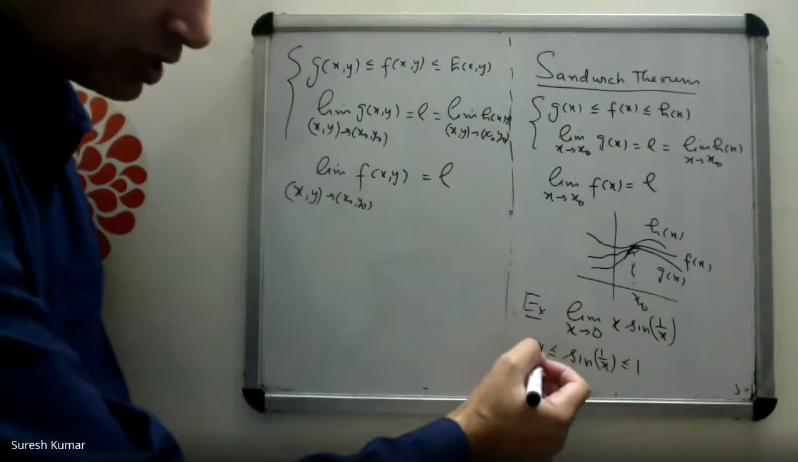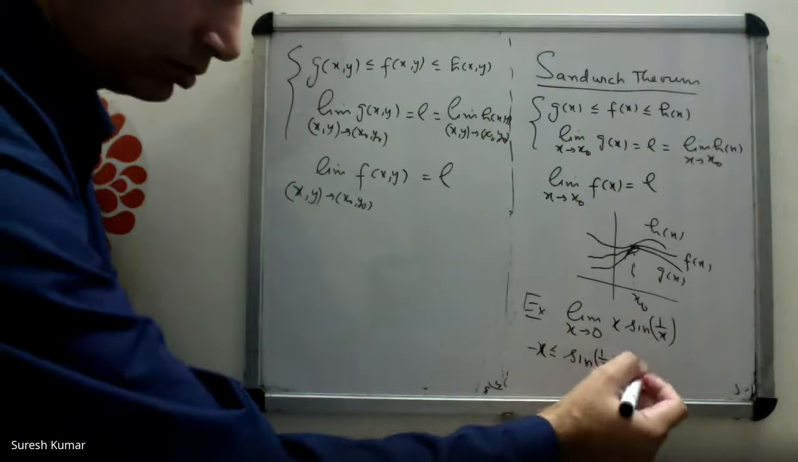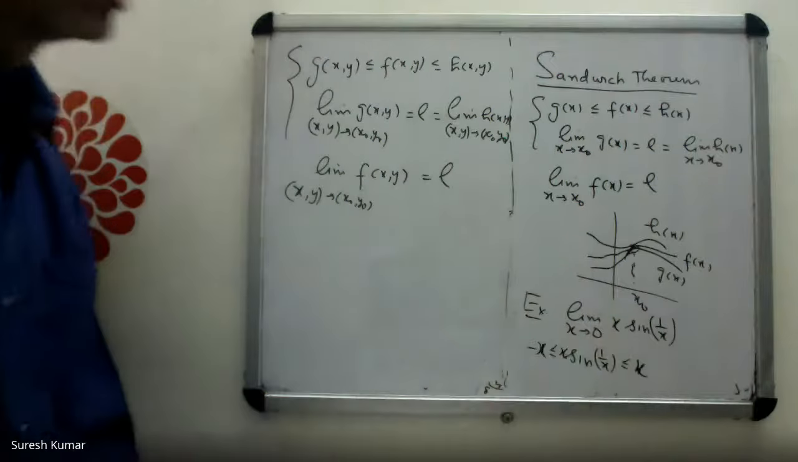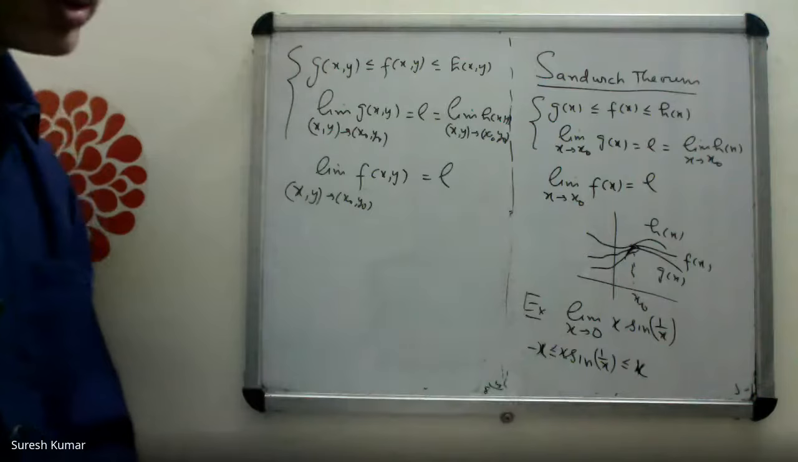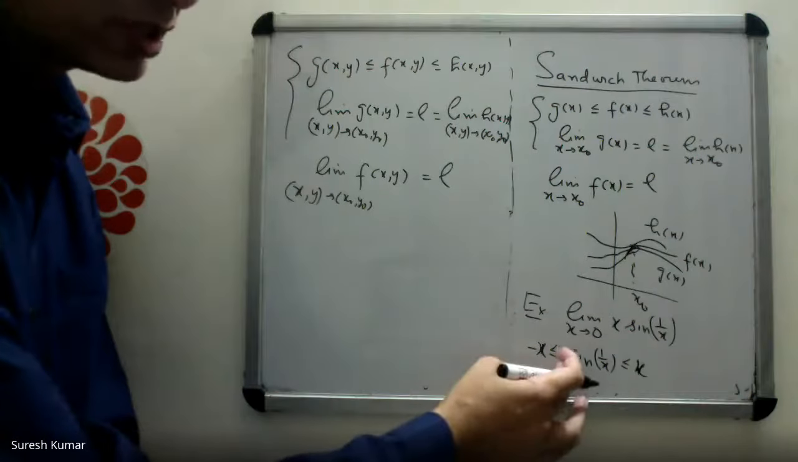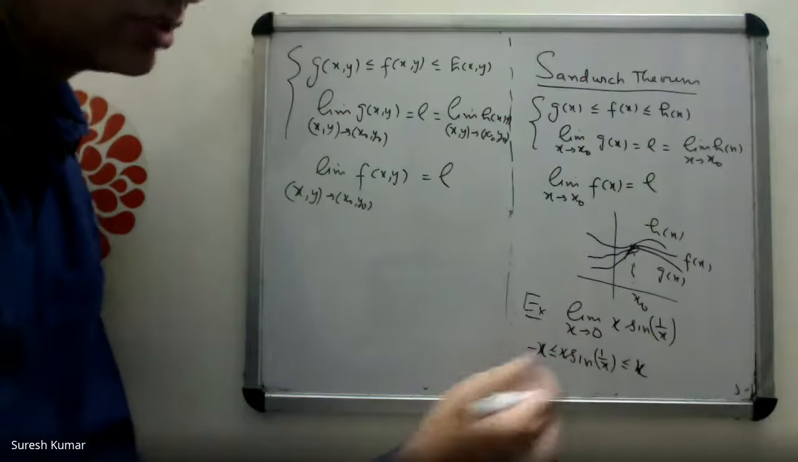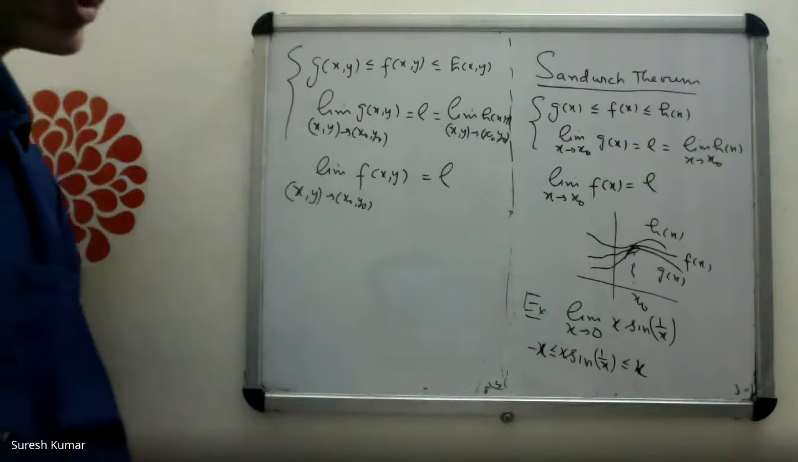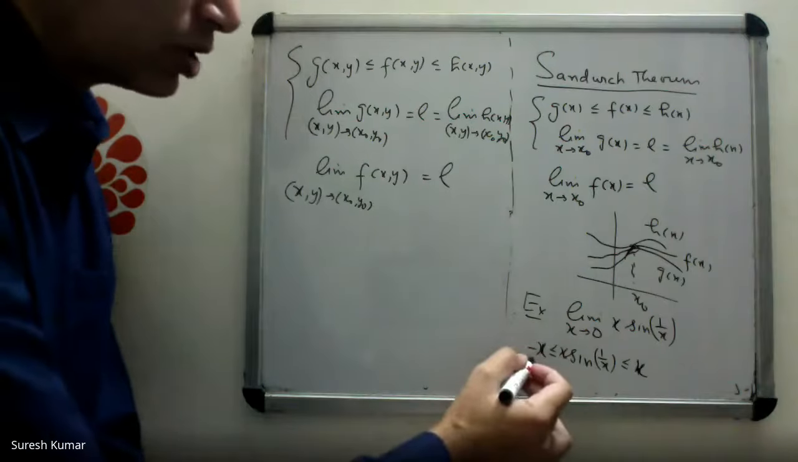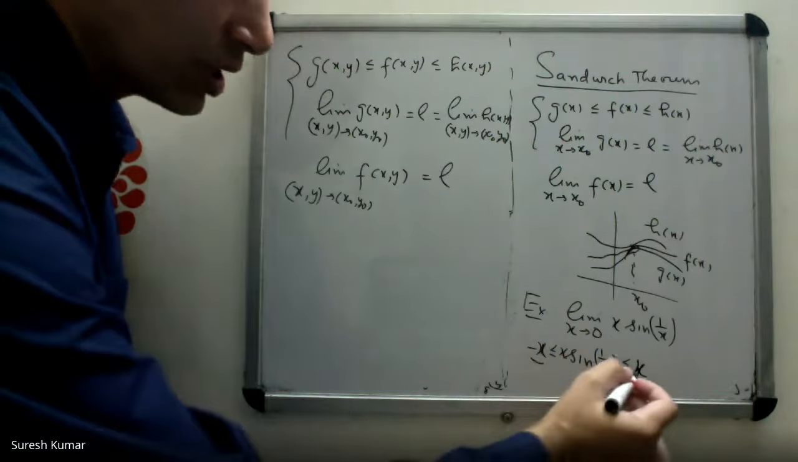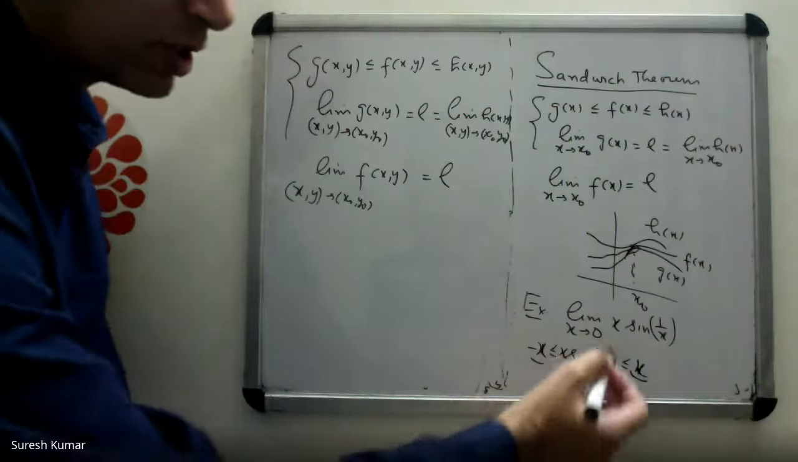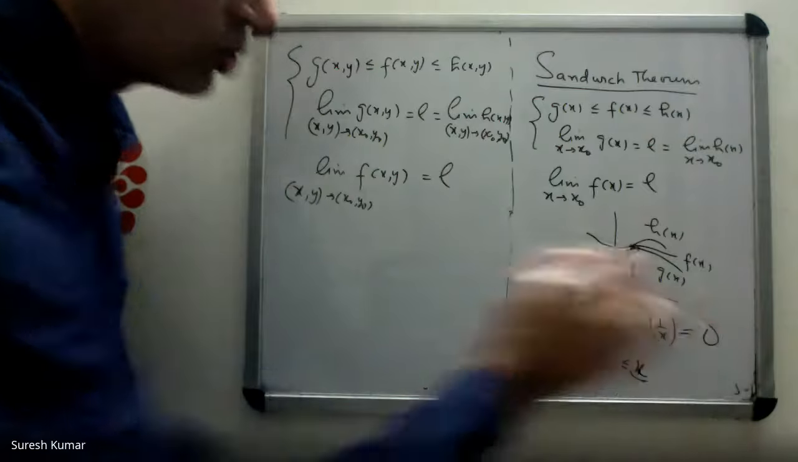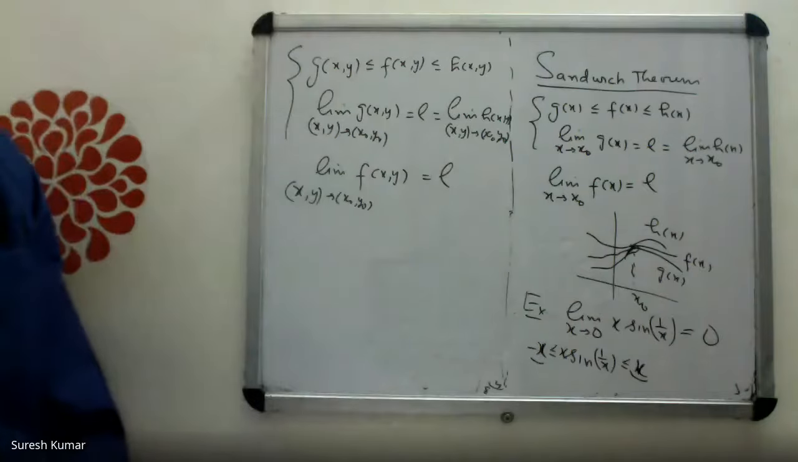Multiply both sides by x. Multiply the inequality throughout by x. If x is positive, it's fine. Otherwise, you can write the inequality in reverse order if x is negative. In any case, the limit of this function is clearly 0. This also 0. This is the middle function, so its limit should also be 0. This way you can apply the sandwich theorem.